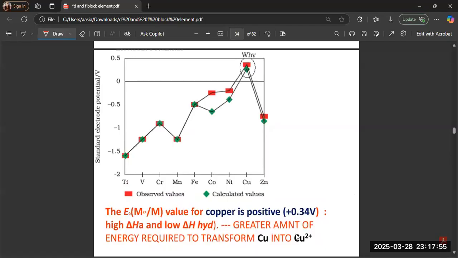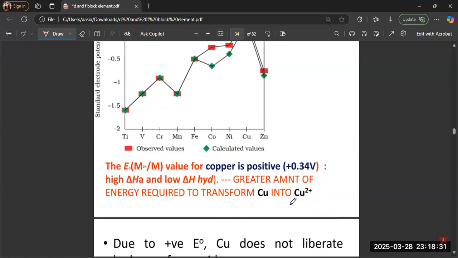See here, we have taken on the y-axis the standard electrode potential, right? And on the x-axis, these are the series: vanadium, chromium, manganese, iron, cobalt, nickel, copper, zinc. So here you can see that the electrode potential value for copper is positive. Okay, right? So a greater amount of energy is required to transform the copper into copper 2 plus. That's why the electrode potential of copper is positive over here.